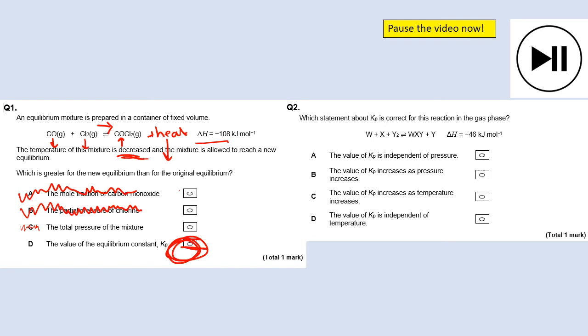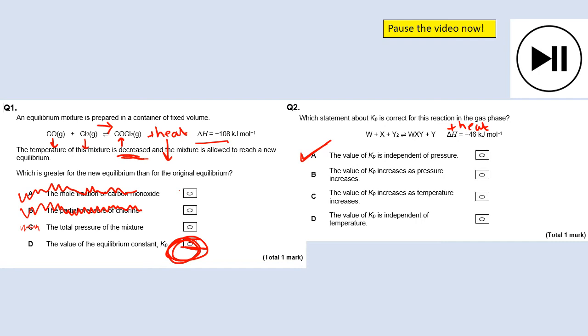Question number 2. Which statement about Kp is correct for this reaction? Delta H is, again, it's exothermic. So what's happening here? Kp is independent of the pressure. So that means that Kp does not depend on pressure, and that's correct. Pressure will not change Kp. So I'm tending to agree with this one already, but we might as well eliminate the rest because Kp is dependent on temperature, but it's independent on pressure. So I think that's true.